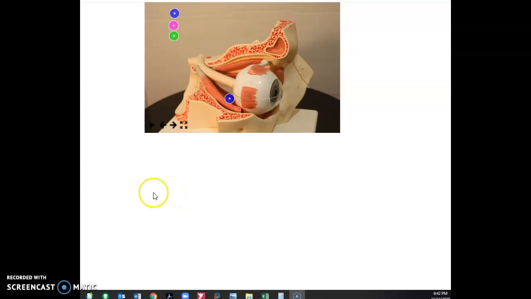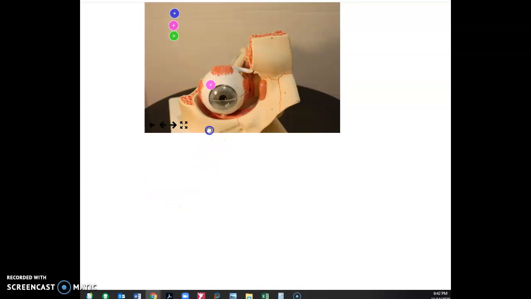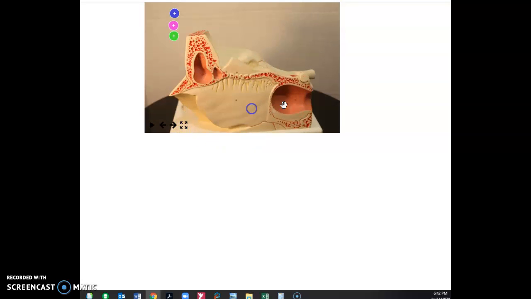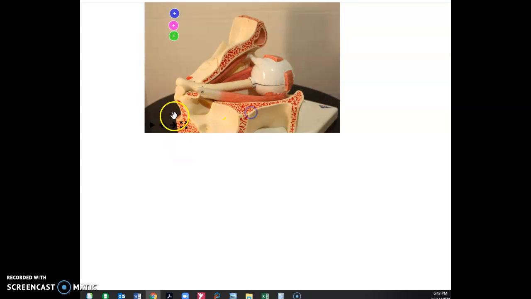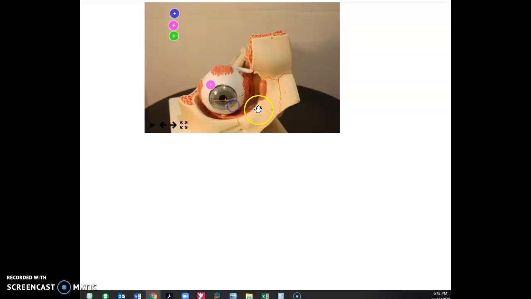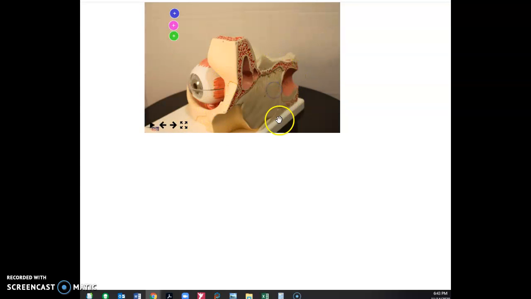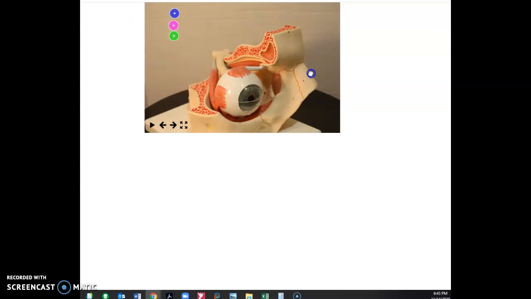Hello. Yes, you're looking at an eye. But the reason why we have this eye model is we're actually going to be looking at these bones of the bony orbit and the nasal cavity right here. And I really like this model because it highlights a lot of the bones of the bony orbit and the nasal cavity. And you get a sense for where they really are.